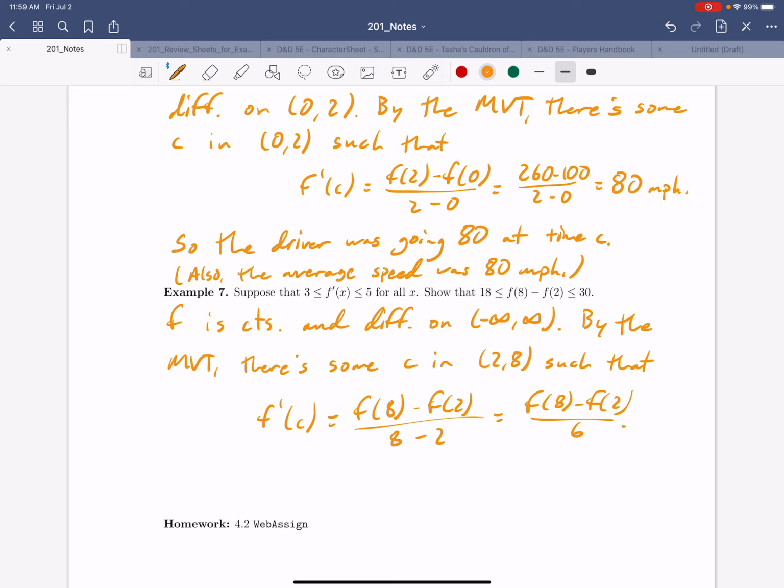But what do we know about f prime of c? We know that f prime of c has to be between 3 and 5, because we know that's true for any derivative. Well, then that's the same thing as saying that 18 is less than or equal to f of 8 minus f of 2, which is less than or equal to 30, right? Because you just multiply by 6 to all three sides, okay? So that's how you do this. So, there's the mean value theorem and some applications.